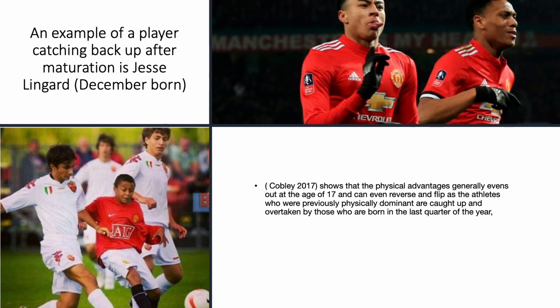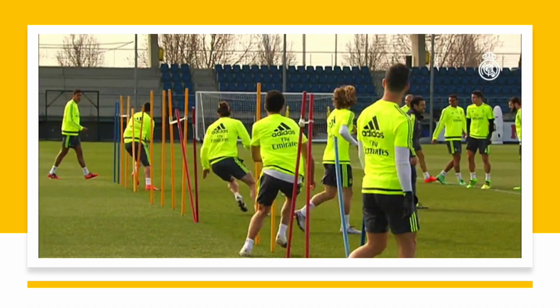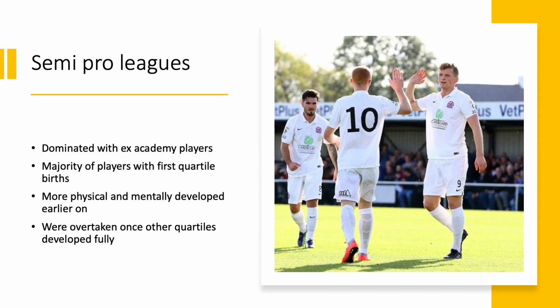An example I have found within my sport of football is semi-pro leagues. These leagues are often dominated by players who are ex-academy players. Many of these players were born in the first quartile of their birth years, and therefore were more physically and mentally developed, which then exposed them to academies and better coaching, which contributed to them being able to play in semi-professional leagues. However, when the rest of their academy participants from the other quartiles caught up in terms of maturation, they overtook them, and therefore led to the release of these players.